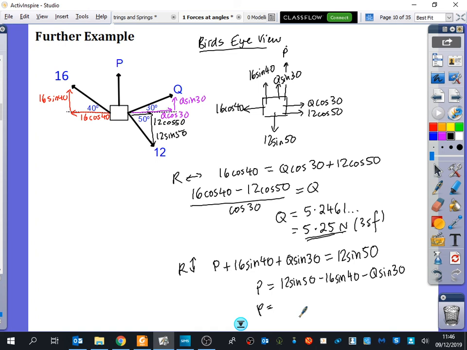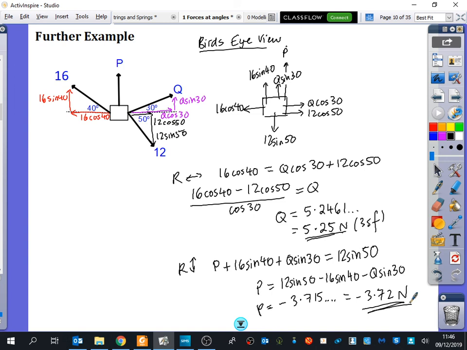We've got 12 sine 50 minus 16 sine 40 minus answer Q sine 30. And I've got the answer minus 3.715, blah, blah, blah, which is minus 3.72 newtons. Shouldn't really have a negative. What do you think that negative might actually mean about our diagram?